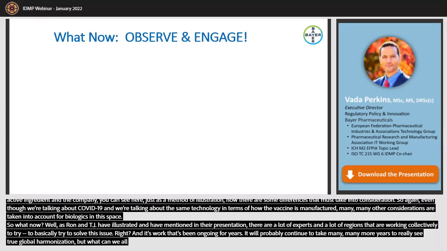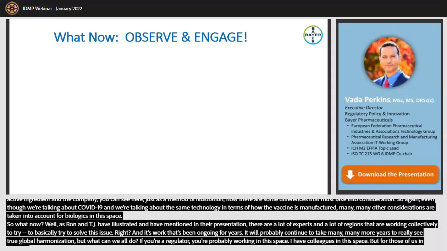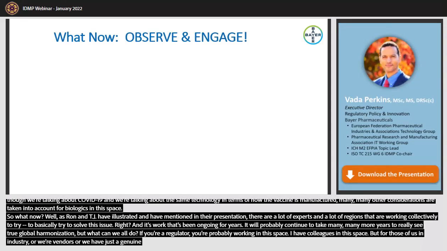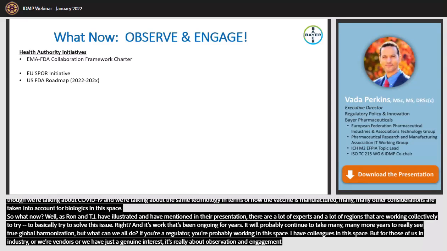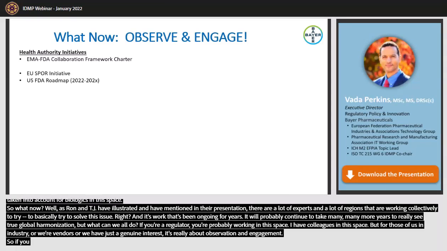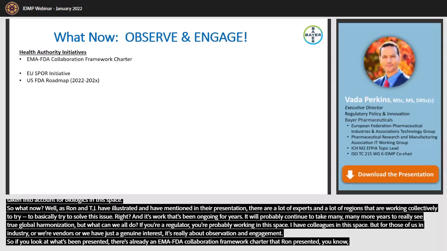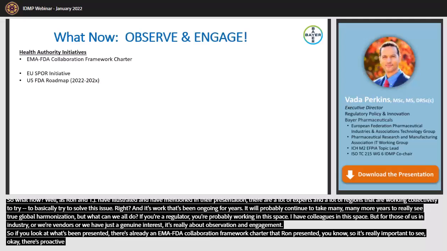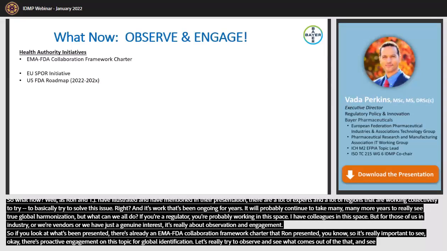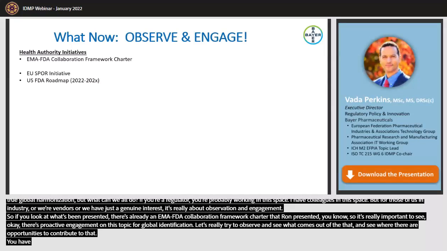If you're a regulator, you're probably working in this space and have colleagues in this space, but for those of us in industry, or we're vendors, or we have just a genuine interest, it's really about observation and engagement. If you look at what's been presented, there's already an EMA FDA collaboration framework charter that Ron presented. So it's really important to see that there's proactive engagement on this topic for global identification. Let's try to observe and see what comes out of that and see where there are opportunities to contribute to that. You have the EU SPOR initiative for IDMP implementation in Europe.